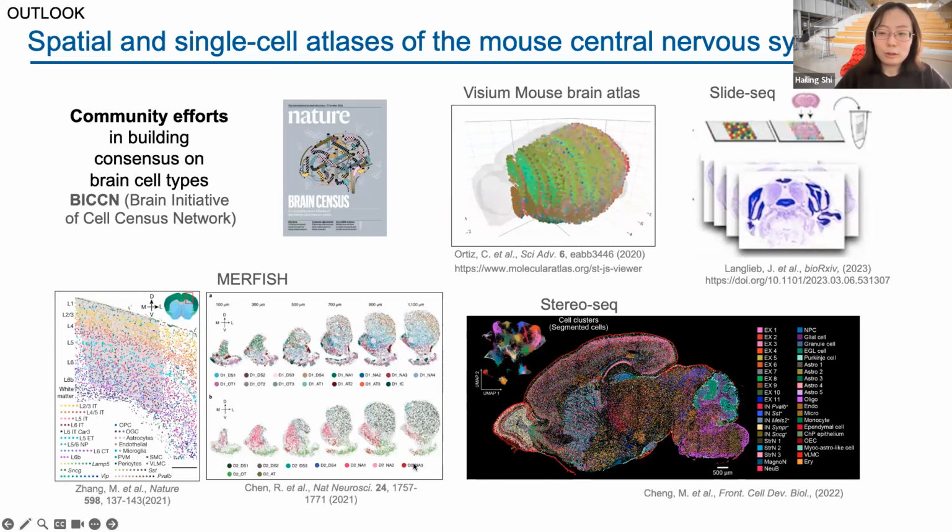There are additional spatial transcriptomics tools like MERFISH, Visium, Stereo-seq, Slide-seq. They're all contributing valuable data sets on developing and aging brains.